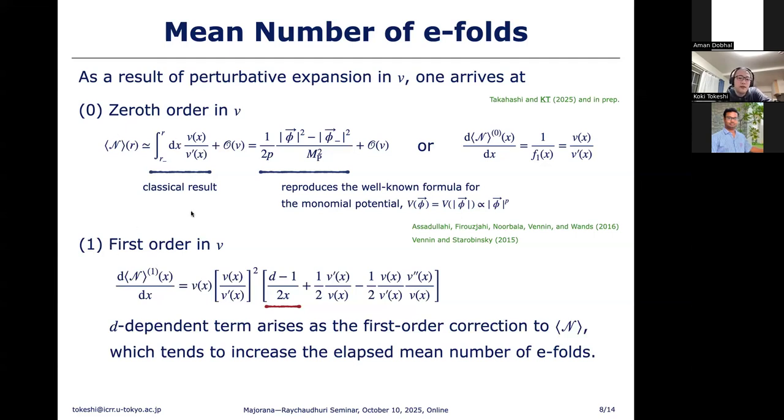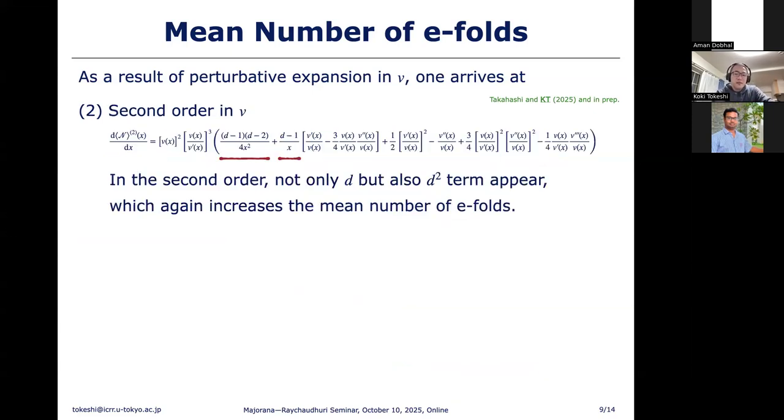However, when you go to the first order, the next leading order in the small noise, you can find the d-dependent term in the first order correction to the number of e-folds. In particular, the d-dependent term at the first order depends on d in a linear way, d to the power 1. Another thing that we can observe from this expression is that the first order correction tends to increase the mean number of e-folds, which is consistent with our intuition that stochastic effects tend to increase the mean number of e-folds by the loitering behavior in the field space.